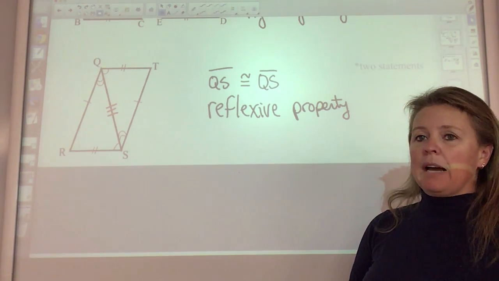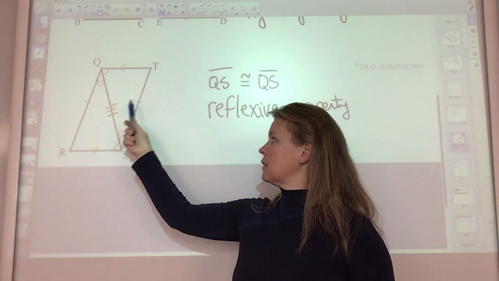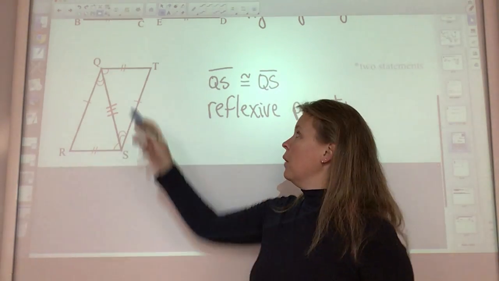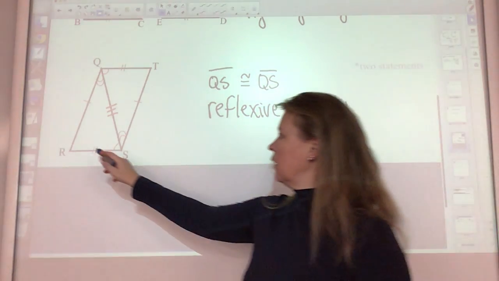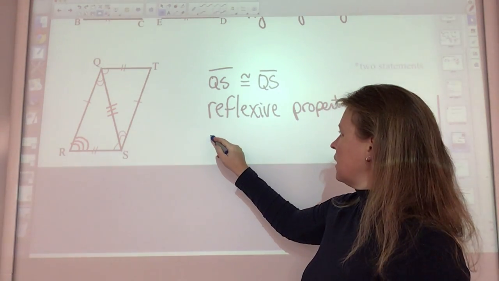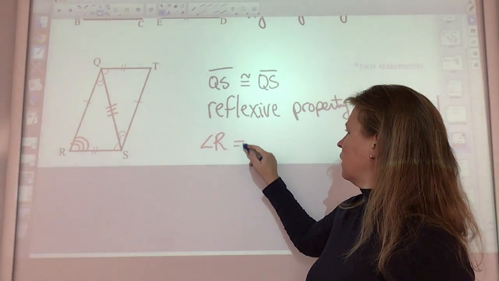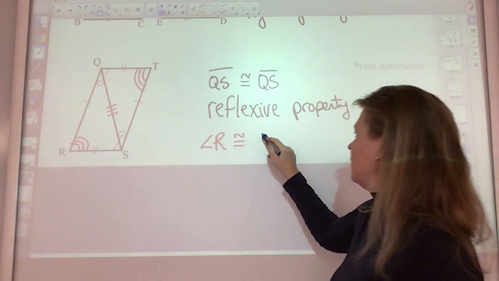So now we have our three sides, and notice I marked it. Go ahead and mark it right away as soon as you find it so that you have a single, a double, and a triple. We have a single, a double, and now we need a triple mark for angle R. We know what's got to be left is angle R has to be congruent to the only angle that's left, which is angle T.